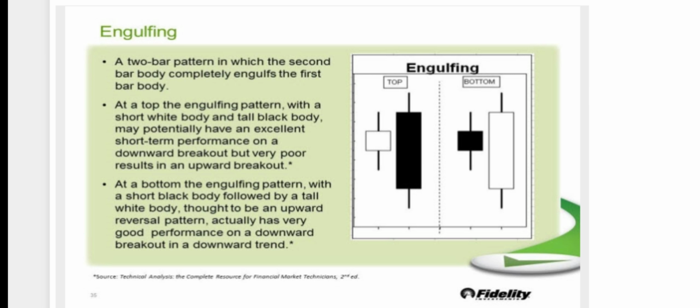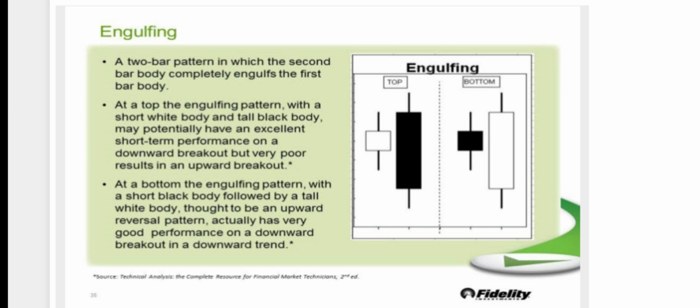And you'll see the bottom is just the opposite. It opened up and then sold off for that day, so the body is a red or dark candlestick, while the next day it opened lower and closed at the higher end of that candlestick, which more than engulfed the previous day's. It has potential for excellent short-term performance on a downward breakout for the top engulfing pattern, but very poor results on an upward breakout.